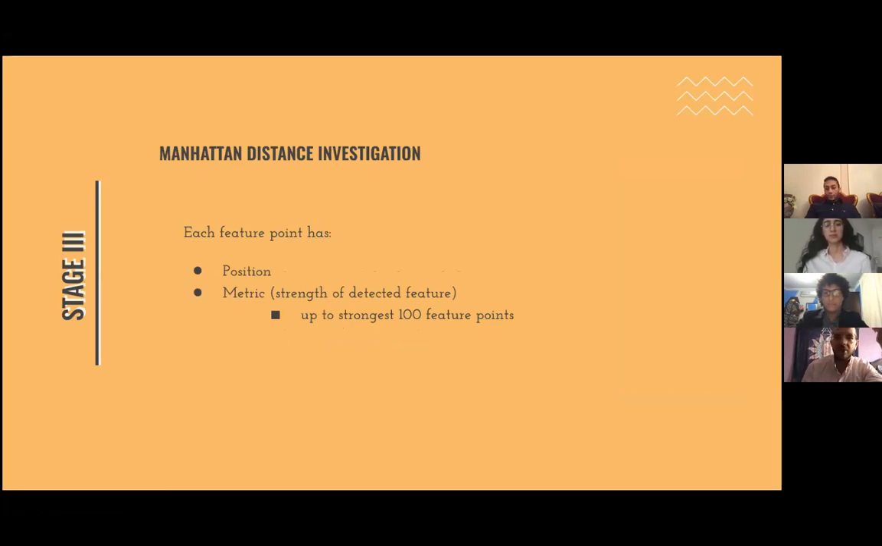All right, so now that my colleagues explained that we will be extracting feature points based on the watershed image that we obtained, let me explain to you what exactly these feature points are. A feature point is nothing but a combination of three numbers. The first two numbers are the x and y coordinates to describe position, and then a metric number which describes the strength of each of these feature points.